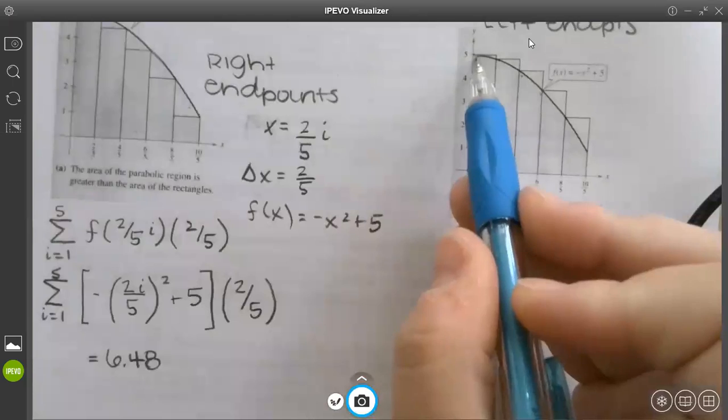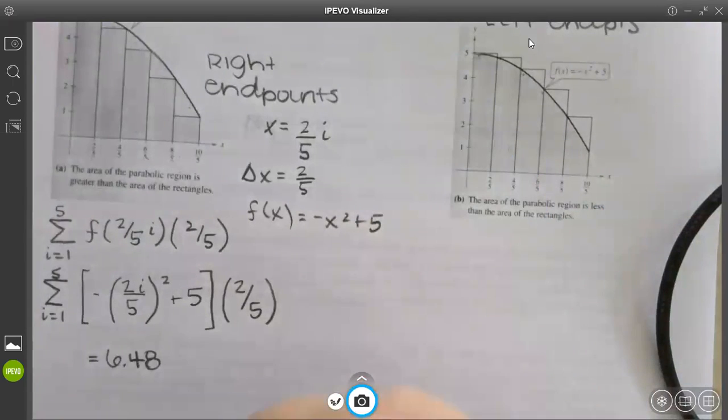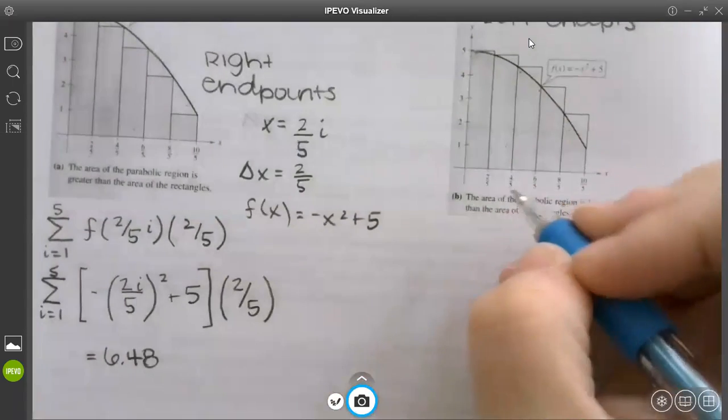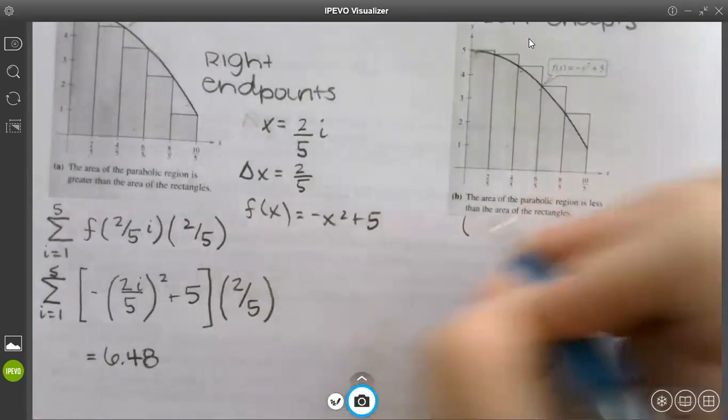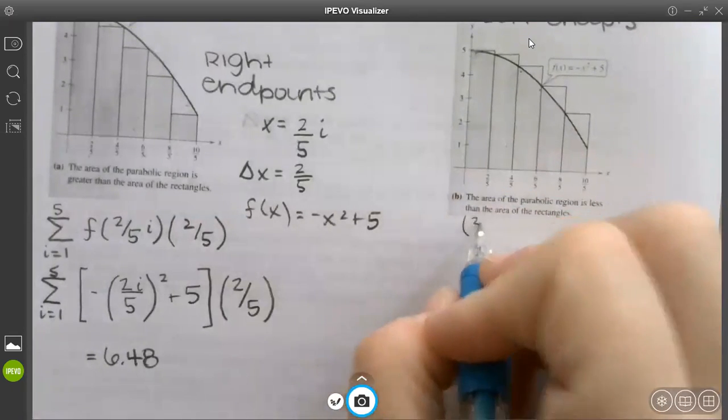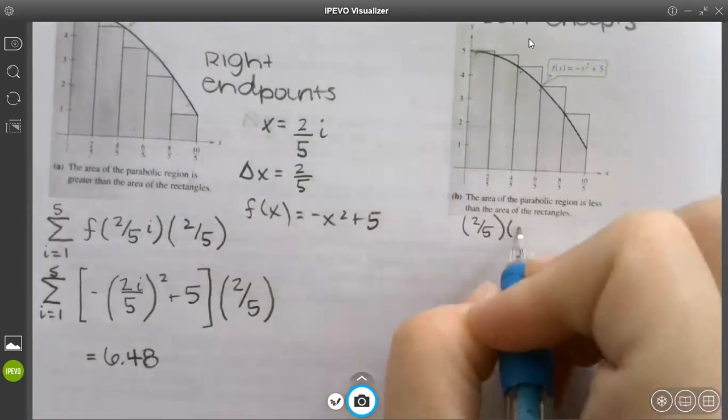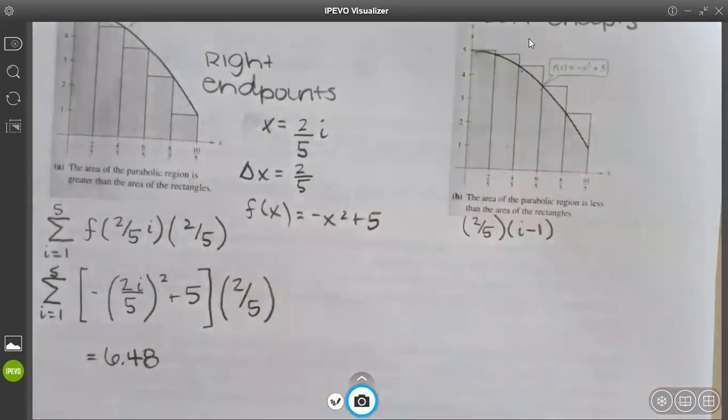How would we get the left endpoints? So when we get those, they're going to be 2/5 times i minus one, because we're going backwards. Typically, you're always going to use the right side. It's not a big deal. You can use both. It might ask you to do both, but again, there's a way to find all this.